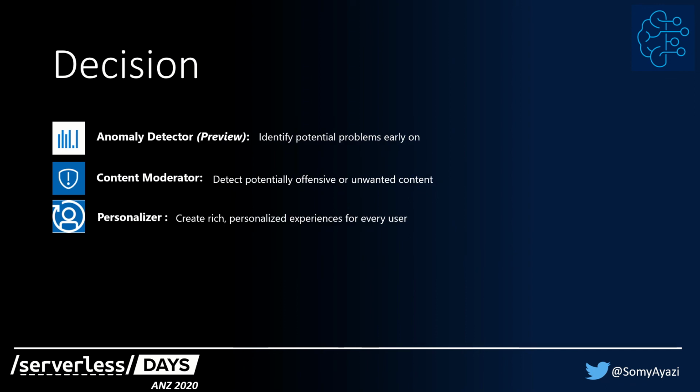There's another one called the Decision API. It is a pre-built AI model, the prediction one, and it gives you a true or false answer, or a yes or no answer. So it's a kind of prediction based on the criteria and the business process that you define. For example, based on the criteria and the tags that you define, it can detect offensive or unwanted content. It can personalize the experience for your users as well.